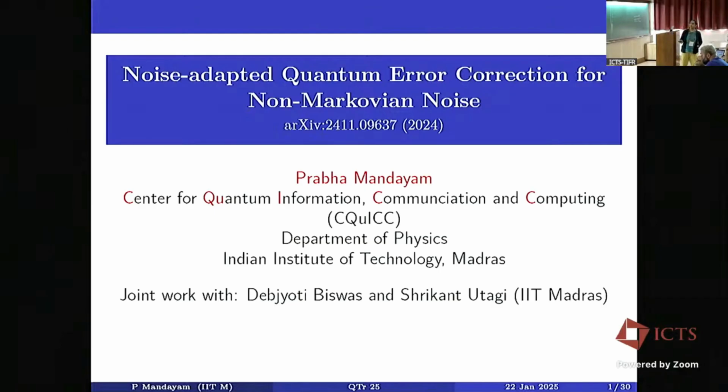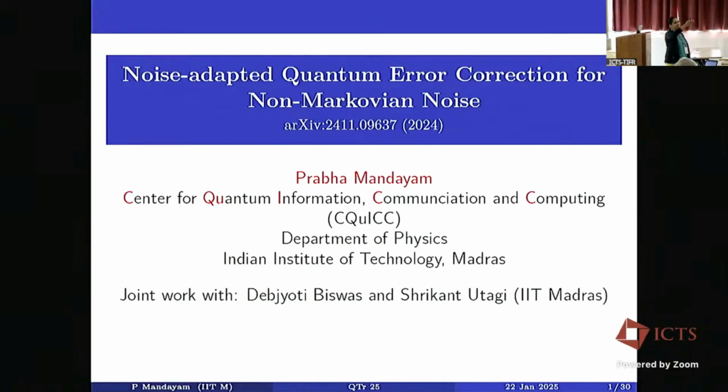So yeah, I come from the Department of Physics at IIT Madras, and I'm part of the Center for Quantum Information, Communication and Computing there. My own expertise is more in the area of quantum error correction, and this is a very recent foray that we undertook thanks to a postdoc in the group, Shrikant, who was actually here last week, whose background is on studying signatures of non-Markovianity in open quantum systems. And so it seemed like a natural line of investigation to ask about quantum error correction for non-Markovian noise.